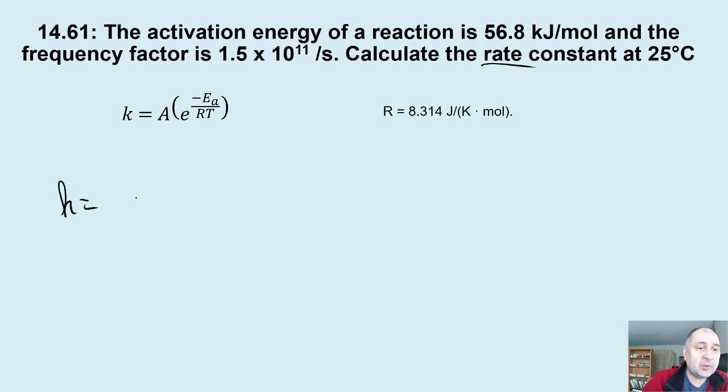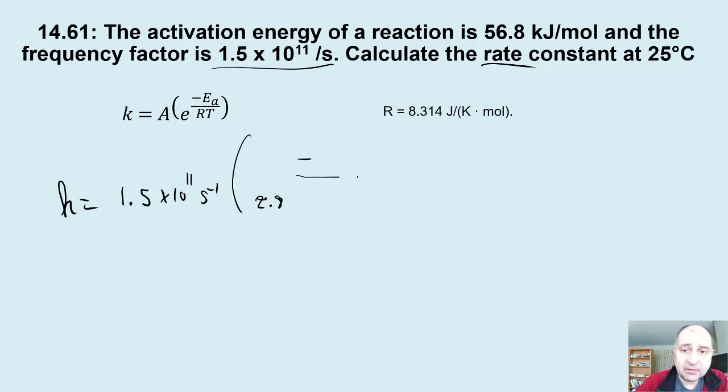So K is going to be equal to A, the frequency factor. It's told to be 1.5 times 10 to the 11 per second. Now we do the Euler's constant, which is 2.8 something, to the negative Ea, energy of activation, which here is given in kilojoules, but our ideal gas constant is in joules, so we need to convert that. So it is 56,800 joules per mole, that's the activation energy, divided by R, 8.314 joules per K and per mole.